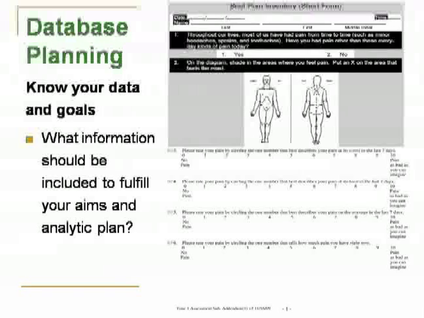So what information should we include in our database to fulfill our aims and our analytic plan? Well, on the side of the slide here, you see a copy of the Brief Pain Inventory Short Form, or the BPI, which is a measurement tool or questionnaire that assesses pain intensity and other pain characteristics. So it would be important to include responses from the BPI questionnaire in our database.